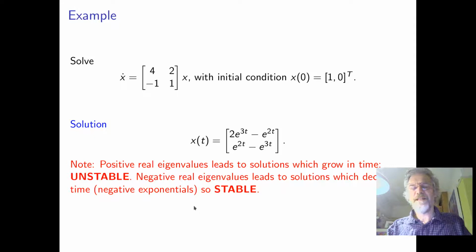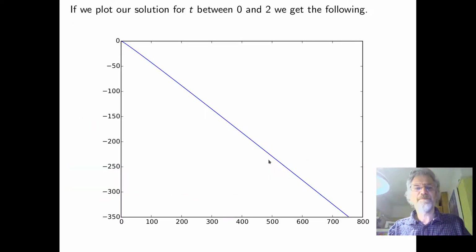Okay, so we had this example of solving a differential equation with a matrix. The eigenvalues are positive and the solutions grow. If we plot the solution for t between 0 and 2, we get x1 and x2 plotted on these axes, and of course it grows quite quickly because of the exponentials.